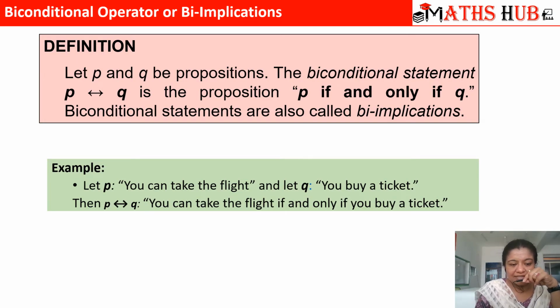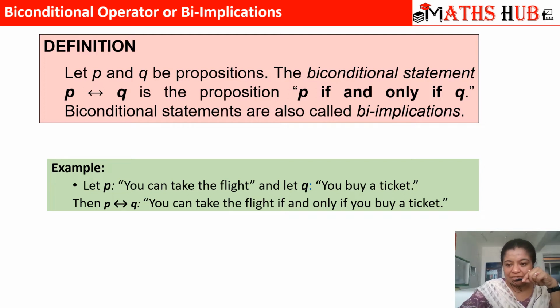Now let us take an example. Let P be you can take the flight and let Q be you buy a ticket. So what will be P biconditional Q? You can take the flight if and only if you buy a ticket. Here it means both the statements.